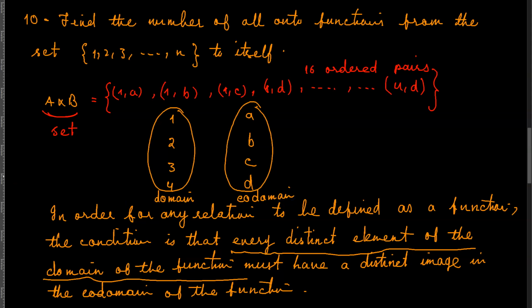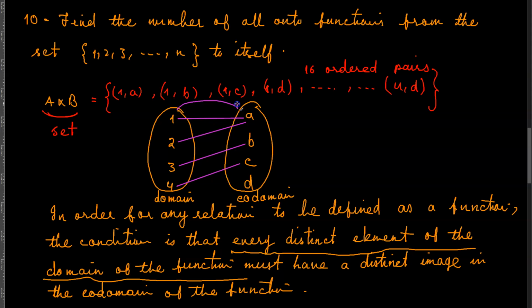Now, that means that I have to map this to some element over here. For example, suppose that I map it to this one. This has to be mapped to something. I could map it to this one. This has to be mapped to something, and this has to be mapped to something. So here basically what I'm saying is that every distinct element of the domain of the function must have a distinct image in the codomain of the function.